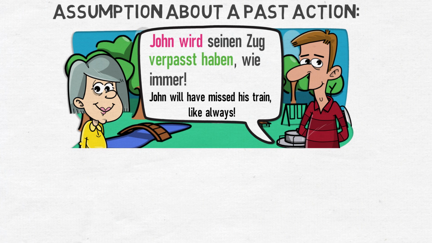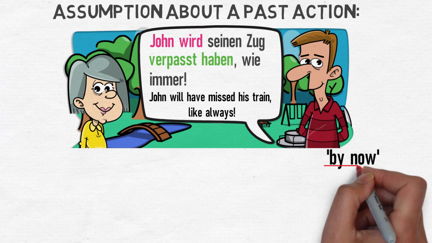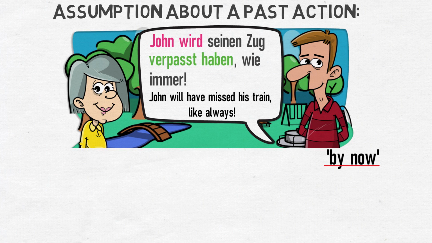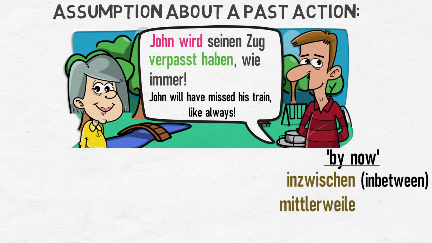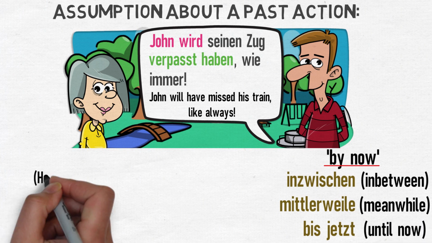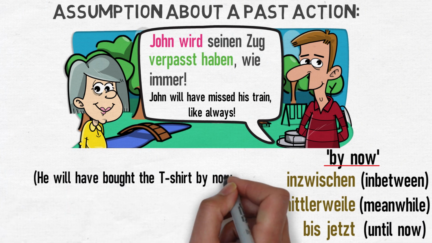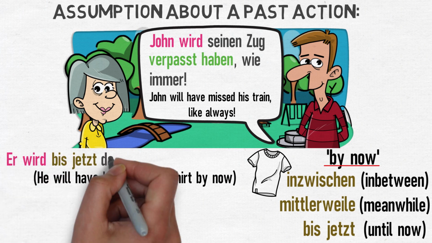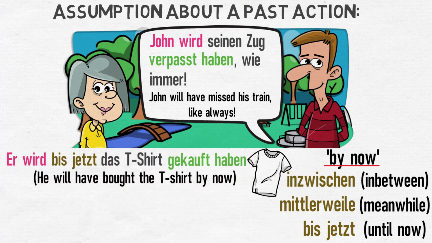The only time I can think that you might want to use a time phrase when referring to a past event is when the past event is very close to the present, and you therefore might want to use the phrase by now, which, in German, is either inzwischen, literally meaning in between, mittlerweile, literally meaning meanwhile, or bis jetzt, literally until now. For example, he will have bought the t-shirt by now. Wird bis jetzt das T-Shirt gekauft haben.